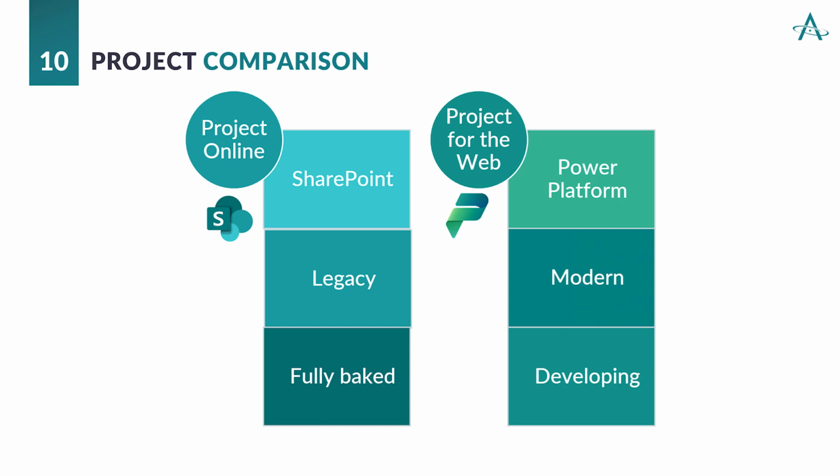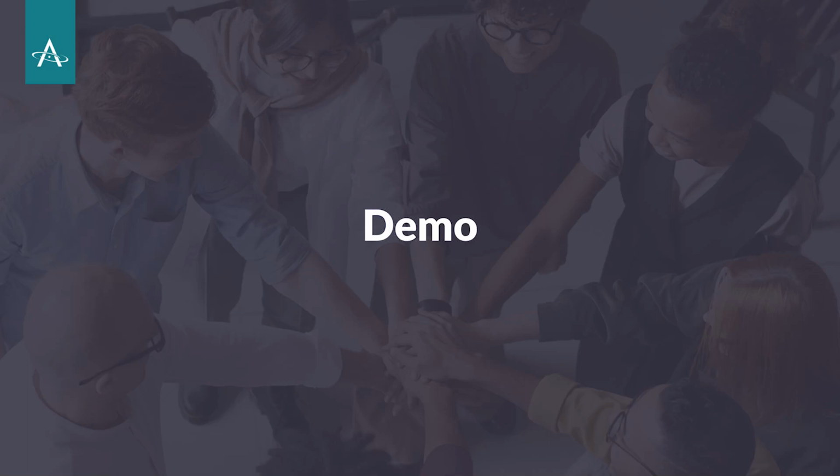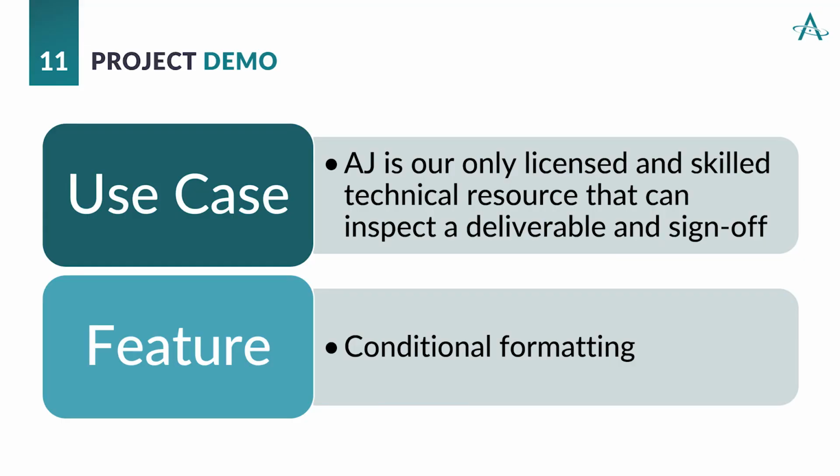project needs. All right, to get started with our demo, we'll look at a use case and then what feature might support that. In our use case, AJ is a licensed and skilled technical resource, the only one that can do this specific job to get a deliverable done. So I want to have visibility on where AJ is in our project schedule. To do that, I'm going to use a feature called conditional formatting.